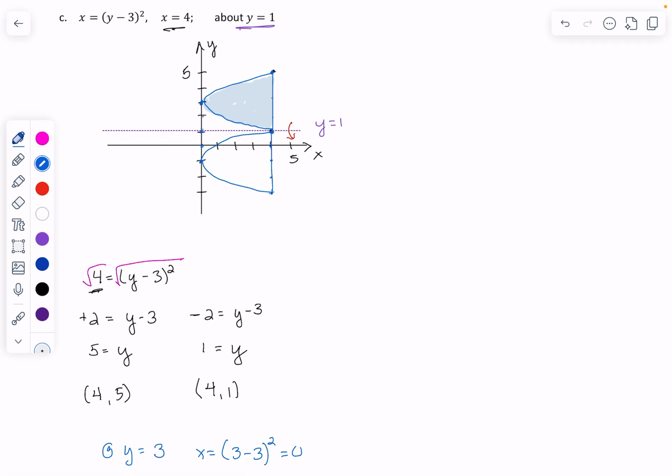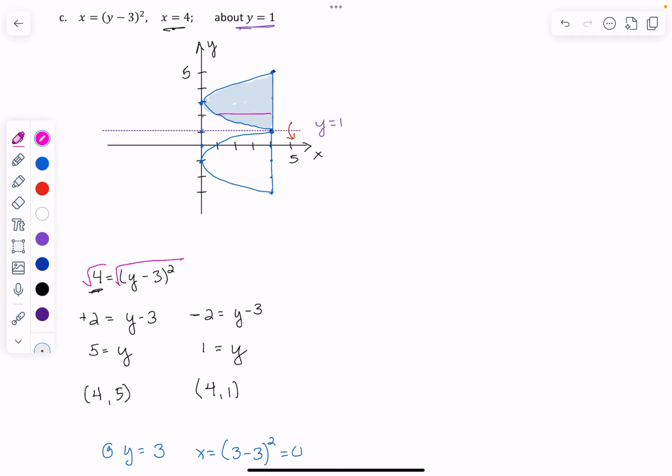Okay, so I rotated it around. All right. Now, here's the thing. If I wanted to do discs, I would be cutting through this thing like this, right? The hard part there is that I would have a thickness, a dx thickness, right? That means I would need to find this in terms of x, and that's really kind of ugly. So I'm not going to do that. I'm going to take the easier route and erase that. I'm going to use cylinders, all right? Because I can leave that x equals y minus 3 squared equation alone.